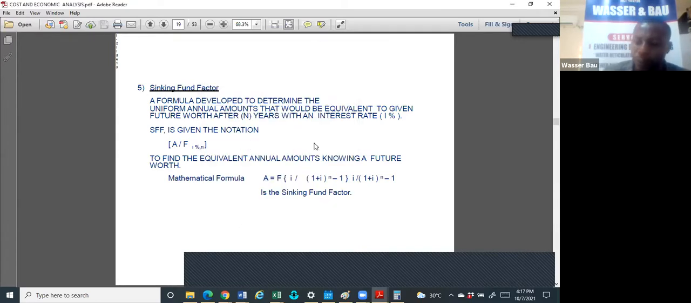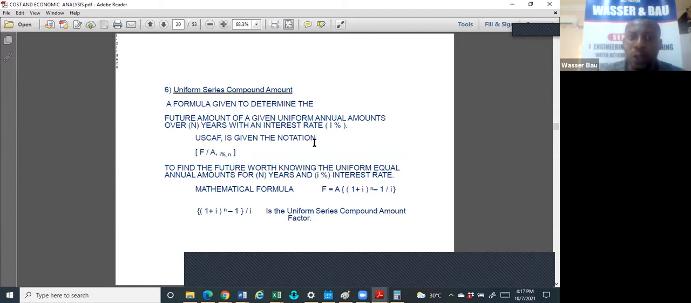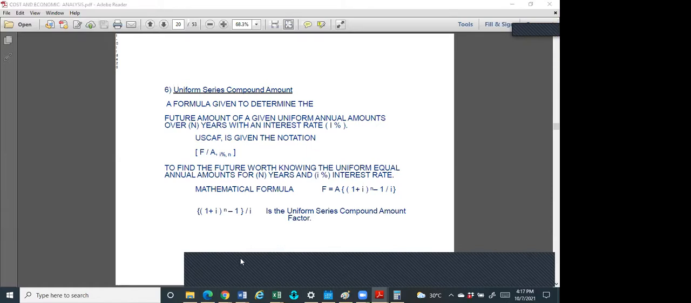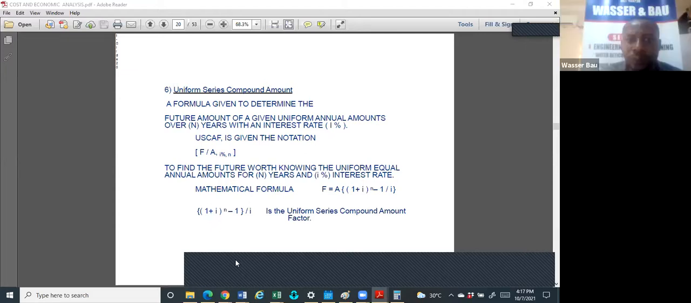The next one, which is probably the last one, is called the uniform series compound amount. What it simply means is, what is the future of a uniform series payment? If somebody is giving me small money, maybe every year or every month, depending on how we agree, what will be the future sum of that money? What is the future worth?